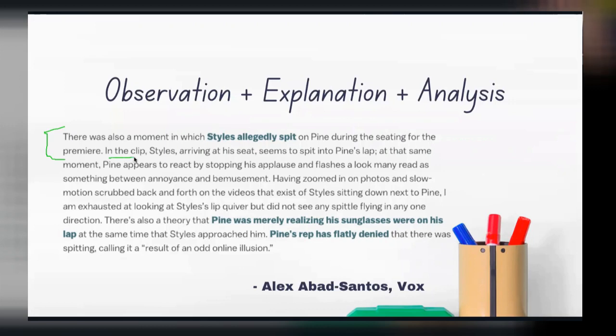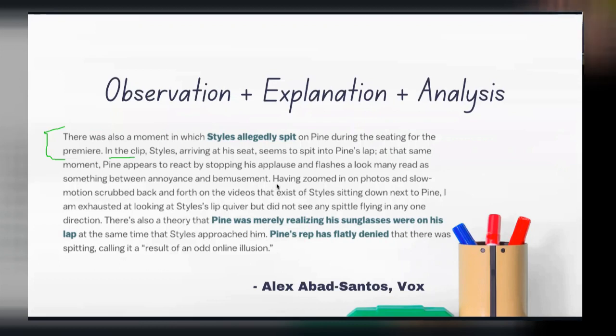The observation is followed here with a more detailed explanation. So the author says, in this clip, Styles arriving at his seat seems to spit into Pine's lap. At the same moment, Pine appears to react by stopping his applause, etc. So this explanation is just a little bit more detailed. It builds on that initial observation.